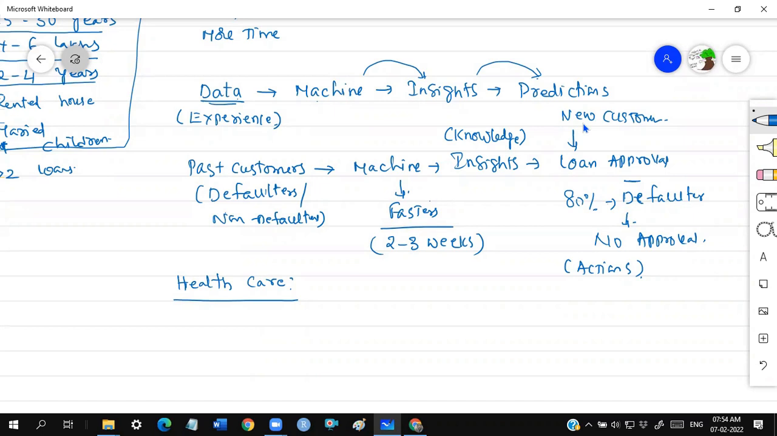Healthcare, guys, predictions. We have a lot of health monitoring systems. So many systems are going to be there. How will they do some kind of prediction? There are so many devices actually.